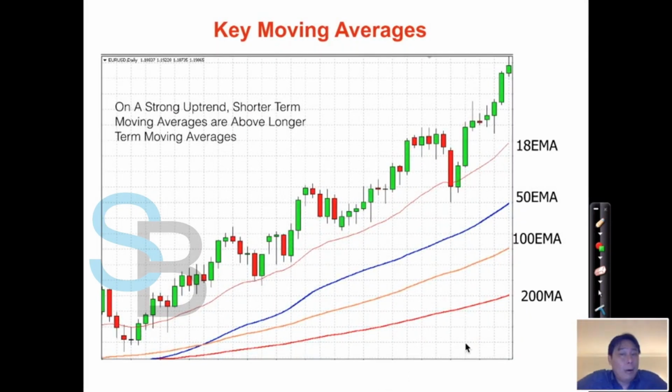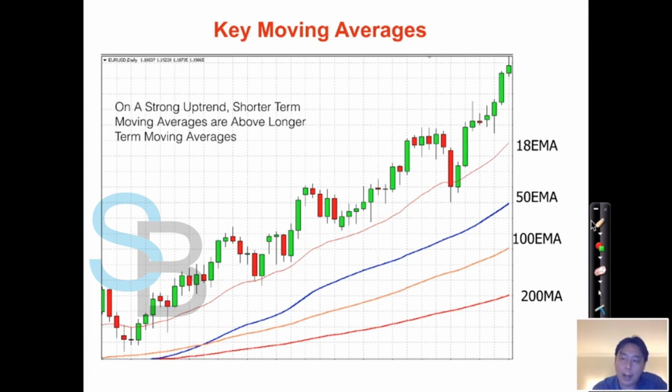Now, a very important concept to understand is that when the price is on a very strong uptrend, the moving averages are aligned in sequence from the smallest moving average to the biggest moving average. So I like to use moving averages like the 18 moving average, the 50, the 100, and the 200 moving averages, because these are the most commonly respected moving averages by traders.